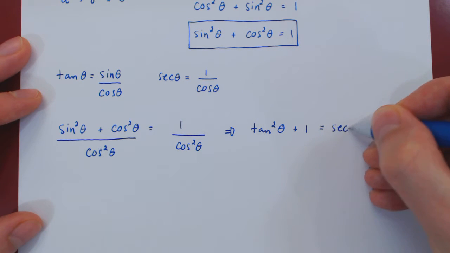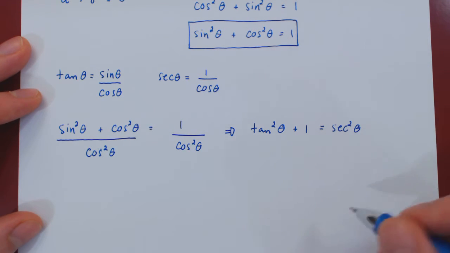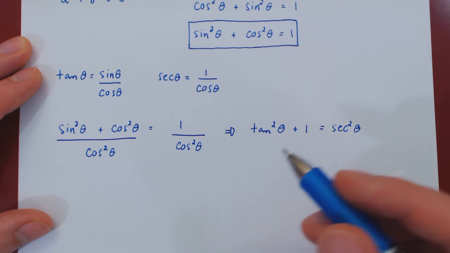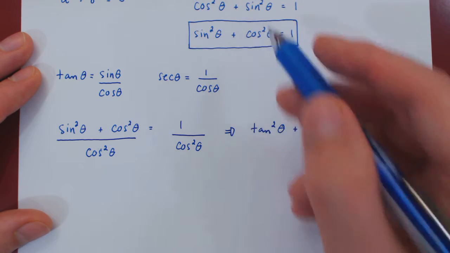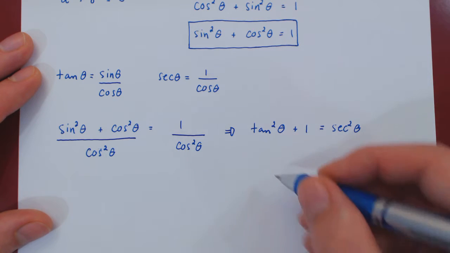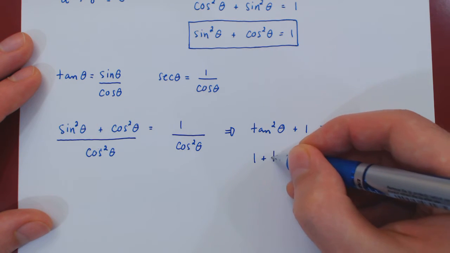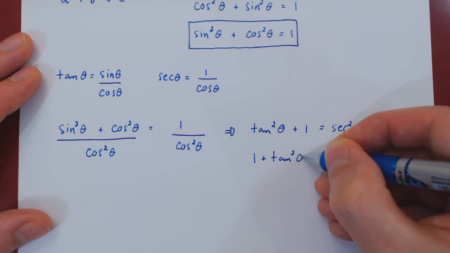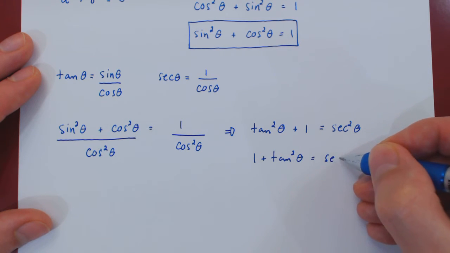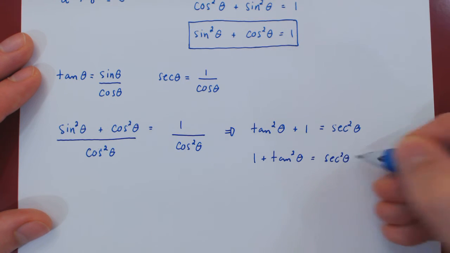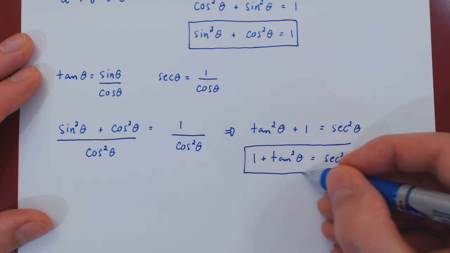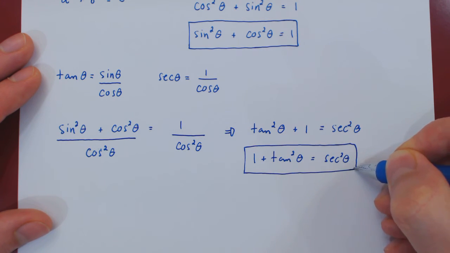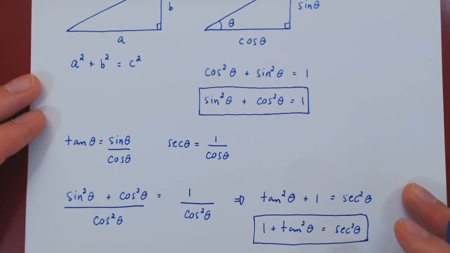And usually people will write 1 plus tangent squared. So again, we do the same thing we did before. We flip these two terms. So 1 plus tangent squared is equal to secant squared of theta. And this is the other simple but fundamental trigonometric identity. And that's it.